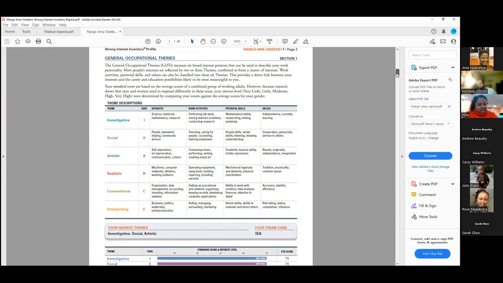This is mine. I don't mind sharing. These are my themes: investigative, social, artistic. Look at the top three. My numbers actually were the same. Sometimes the scores are going to show that, and if the scores are the same, then you ask the individual client to determine which one resonates most with them. Then you get your code. This is going to be your theme code. This code you'll also see on O*NET when they're classifying jobs, but on O*NET, they may use a different combination of the code for a particular job title. The other thing about the Strong is the Occupational Outlook Handbook, the knowledge, skills, and abilities, and the categorization of all the jobs.